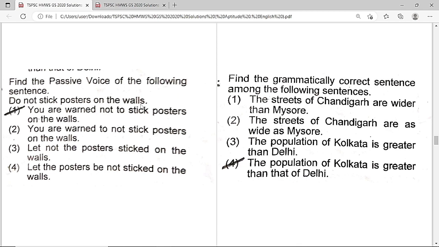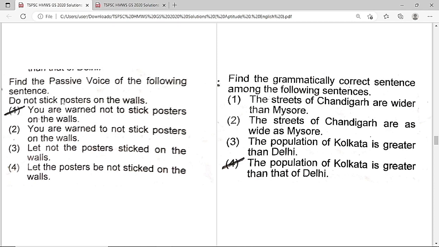So do not stick posters on the walls, it is an active voice. You are warned not to stick posters on the walls. So do not stick posters on the walls, it is an active voice. And you are warned not to stick posters on the walls, passive voice. Do not stick posters on the walls, active voice. You are warned not to stick posters on the walls, it is a passive voice.